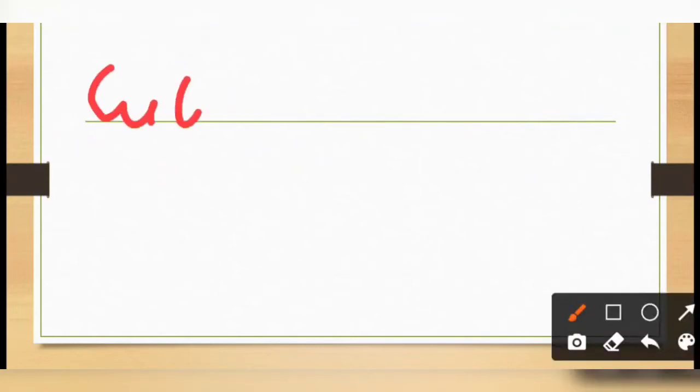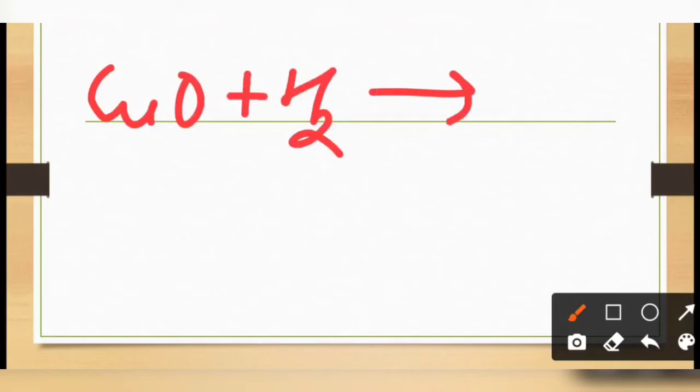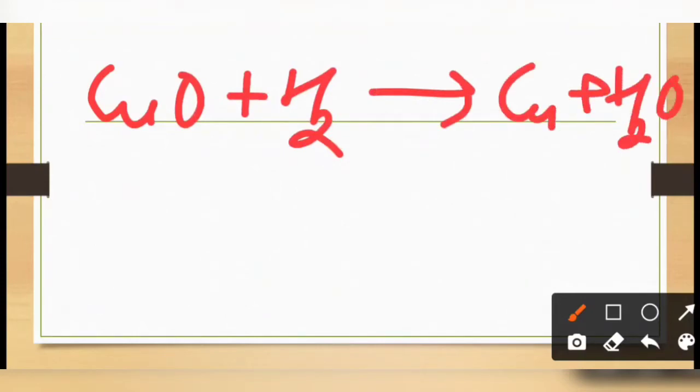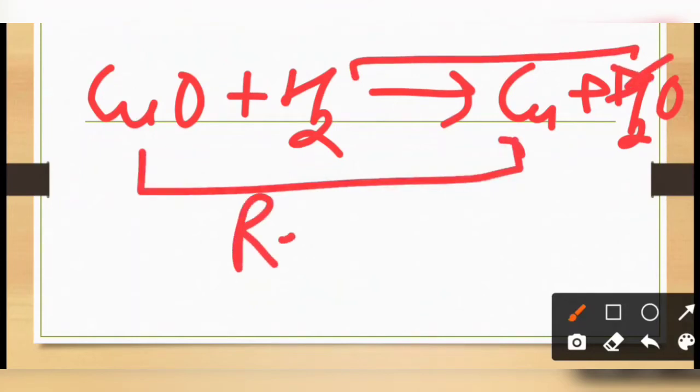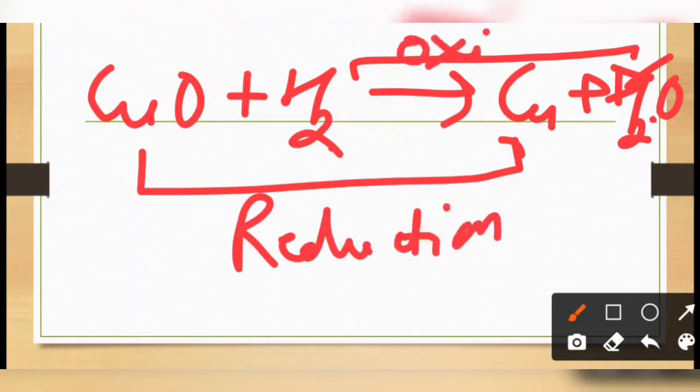And if we talk about the reduction reaction here, that means CuO plus H2 will give you Cu plus H2O. You can see here the oxygen is being removed from CuO, removal of oxygen is there, so we can say that this is a reduction reaction. But for the hydrogen, oxygen is being added here, so we can say that it is a type of oxidation reaction.